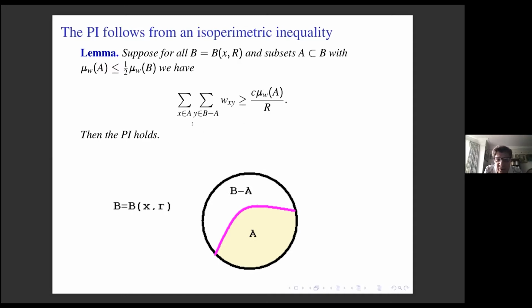If we look at the quantity here, we're summing the edge weights over points x in A and points y in B minus A. So in a sense, we're looking at the mass of this purple line here between the two sets. And we're saying that the boundary between these two sets is bigger than mu of A divided by R. So if you have an isoperimetric inequality of this kind, and I think you should be able to convince yourself quite easily that it should hold in, for example, Z^d, then the Poincaré inequality holds.